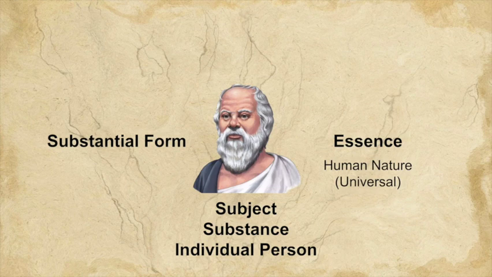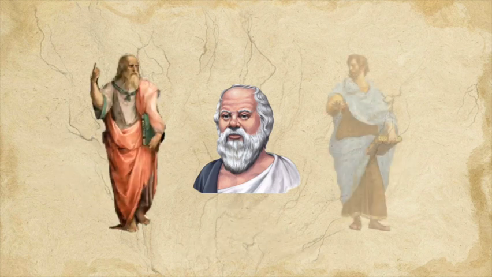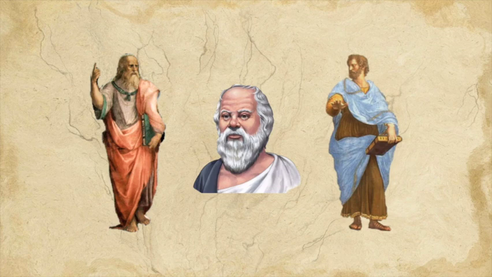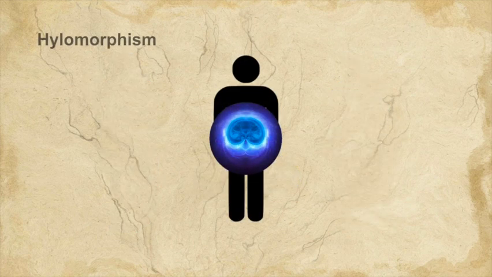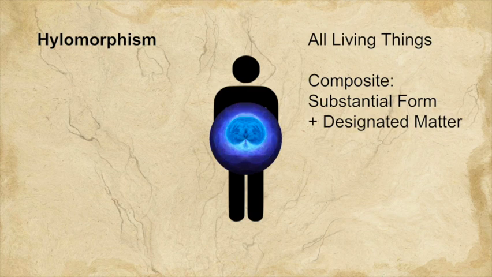Further, since the essence is the formula for what makes a human, it is the universal called human nature. But the form of the body is the form of a particular body, also known as designated matter, and is thus an individual soul. So Socrates, Plato, and Aristotle have the same essence but different souls, different substantial forms. This unity of body and soul is called hylomorphism. All living substances are composed of a substantial form and designated matter. This again points to the unity of body and soul.